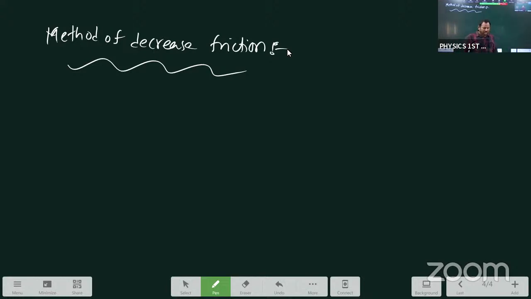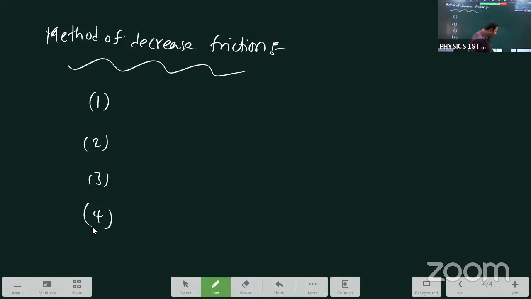What is the actual question according to our textbook? Methods of decreasing friction. For this, there are a total of 4 methods. 1 method, 1 mark: one side heading with explanation, another side heading with explanation, like that 4 side headings. Highlight the side headings. Just this question came in the examination. You write side headings with small points.